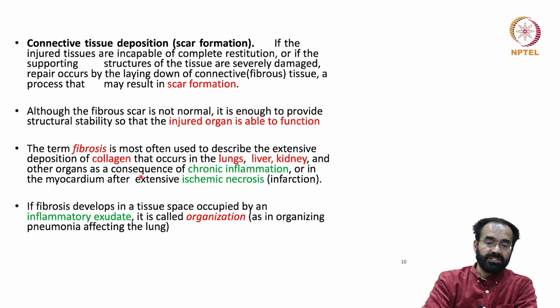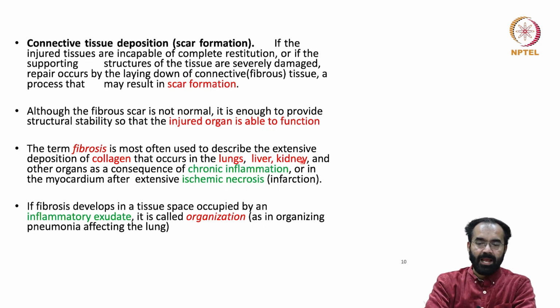The term fibrosis is most often used to describe the extensive deposition of collagen that occurs in lungs. Once the scar formation becomes too haywire or too dominant, then we call it fibrosis. This can occur in lungs, liver, kidney and other organs as a consequence of chronic inflammation.